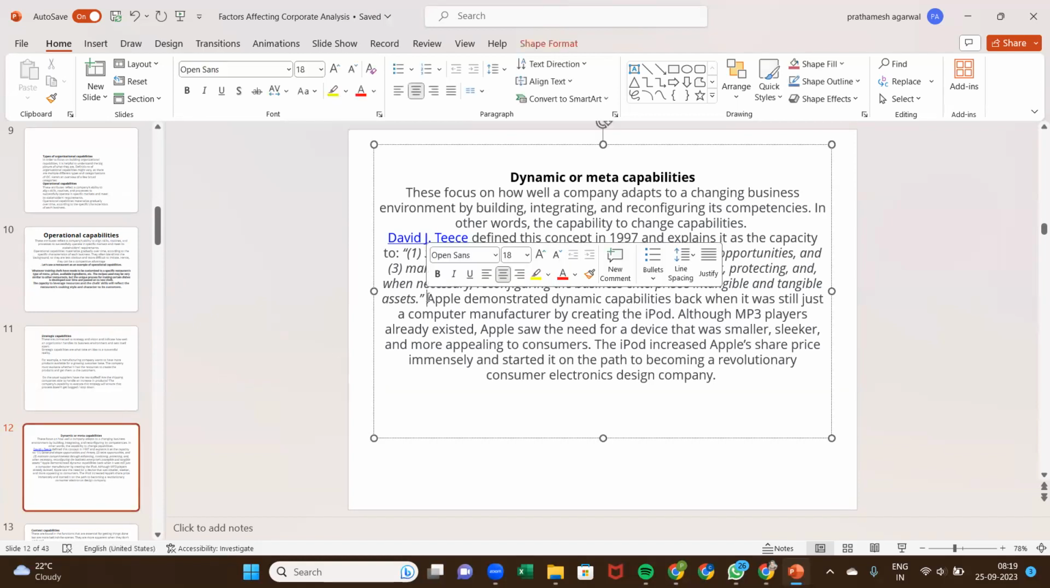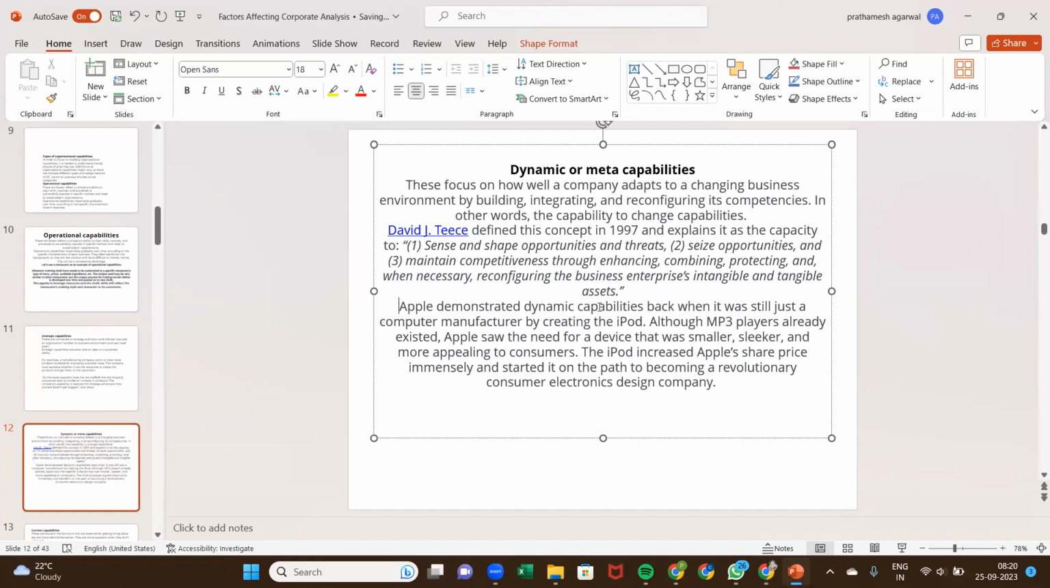Okay, Apple. Apple demonstrated dynamic capabilities. Now you know what Apple is. Suppose in an interview, if they are going to ask, tell me about Apple, you should think wisely whether they are asking you about the Apple company or about the fruit apple.